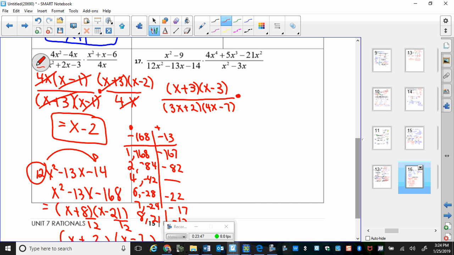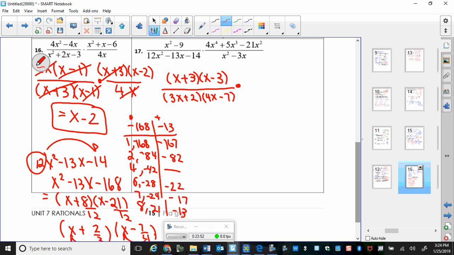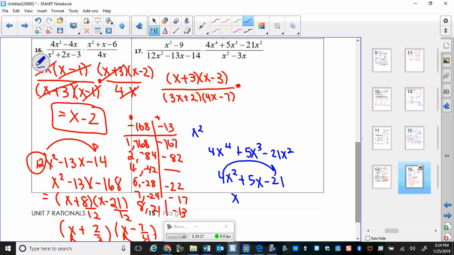All right, now we're ready to factor that other equation we have there, and that is 4x to the 4th plus 5x cubed minus 21x squared. So I'm going to take my greatest common factor out first, and that greatest common factor is x squared. So I'm left with 4x squared plus 5x minus 21. And now I'm going to slide and divide. So x squared plus 5x minus 84.